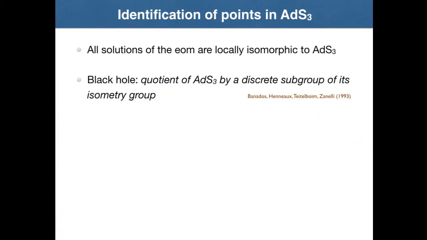So just to briefly recall how these things work. The main idea, as I anticipated, is that all solutions of the equations of motion are locally equivalent to AdS3. So a black hole, as pioneered by Bañados, Henneaux, Teitelboim, and Zanelli, must be a solution that can be obtained by suitable identification of points by a discrete subgroup of the isometry group of anti-de Sitter. So this is the best that you can do if you want to define a solution which globally differs from the anti-de Sitter solution.